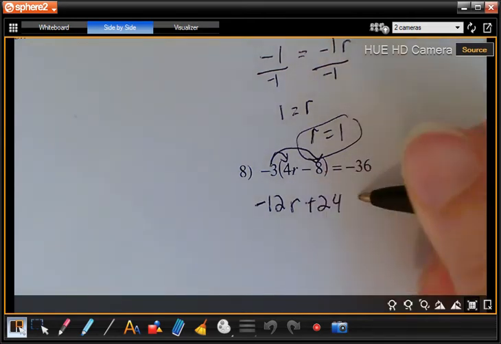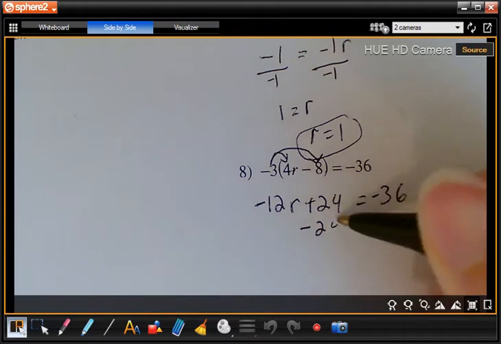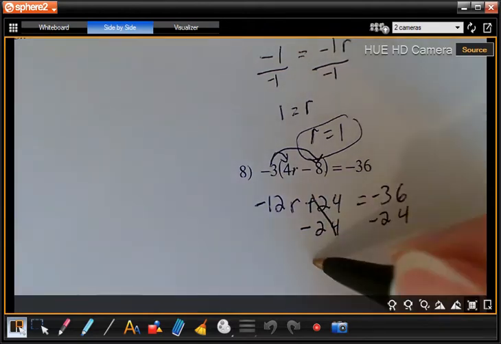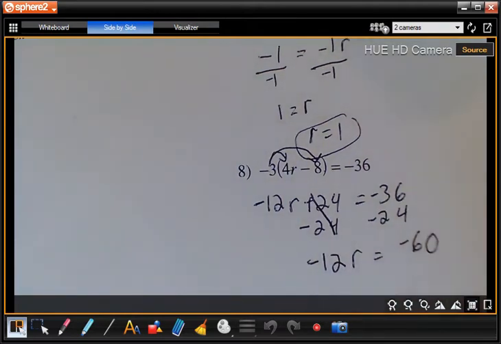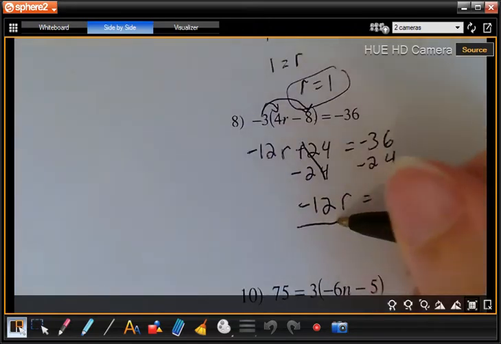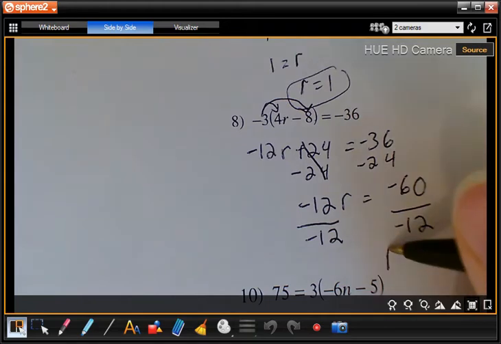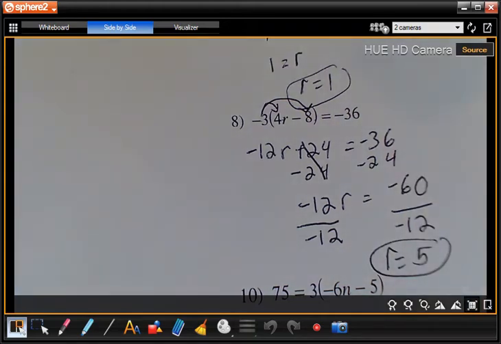And then -3 times a -8 is a +24, and that equals -36. Now that we've done our distribution, we're going to work backwards and subtract. We're going to subtract 24 from both sides first. This is going to give us -12r equals -60. And then we are going to divide by -12. This is going to give us r equals a positive, because a negative times a negative is a +5.